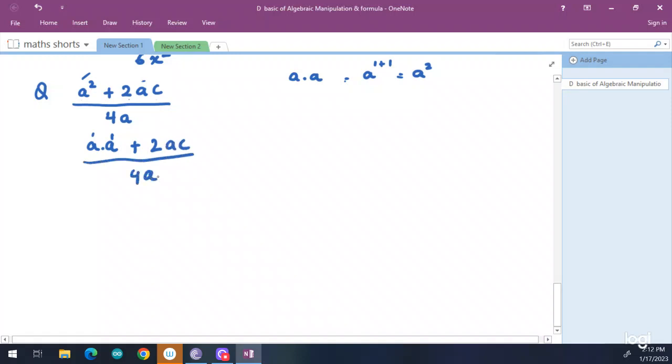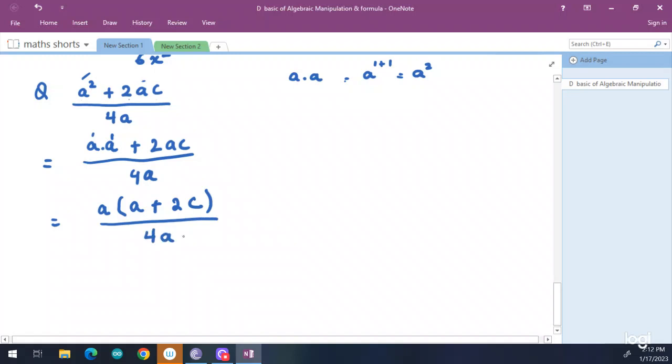4a. You can see here is the a and here is also a. So if we take a as common, what's left here? Here a is left. In this term, 2 and c are left. When we multiply this a with these two terms, we get it again. So this is the way we take common.